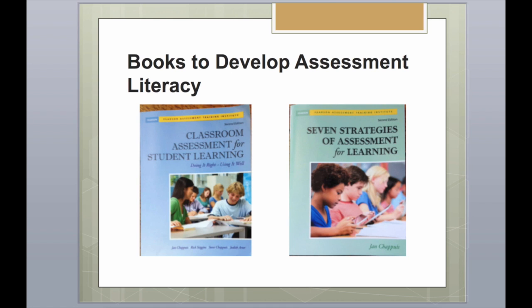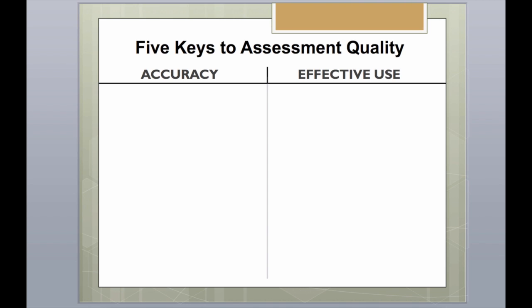Over the course of the last 20 years, I've been involved in writing books and in giving presentations to help teachers develop assessment literacy. One of the books is Classroom Assessment for Student Learning, Doing It Right, Using It Well, co-authored with Rick Stiggins, my husband Steve Chappuis, and Judy Arter. And the other book is 7 Strategies of Assessment for Learning. And the content of what I'll be sharing with you this morning comes from these 2 books. So we can get started here with our presentation.